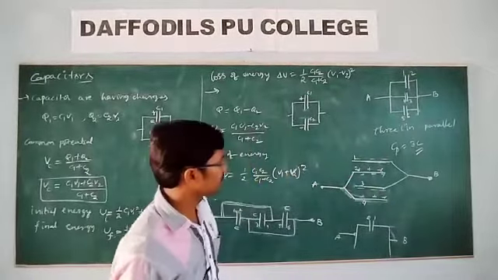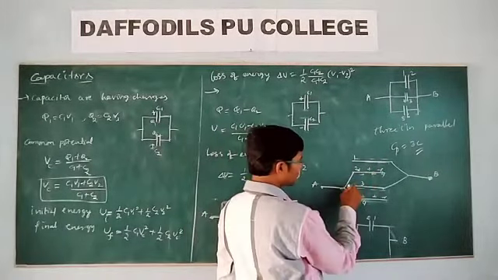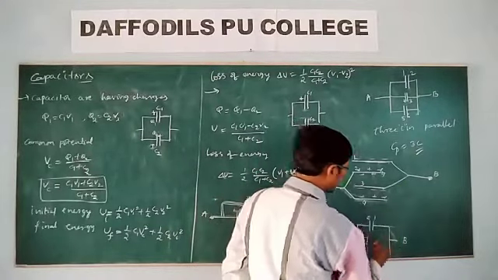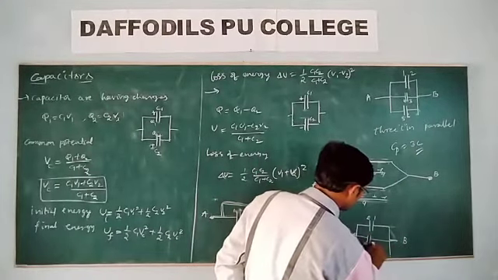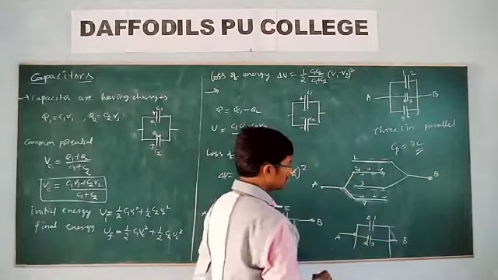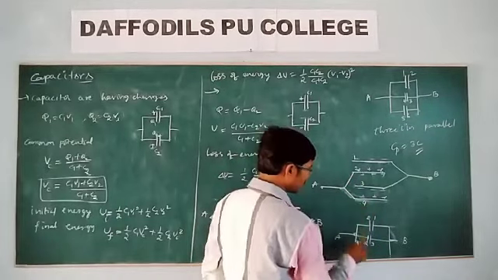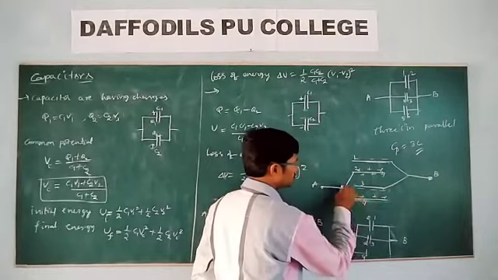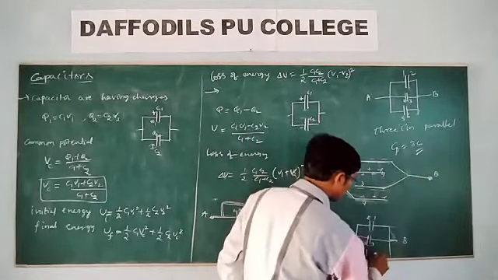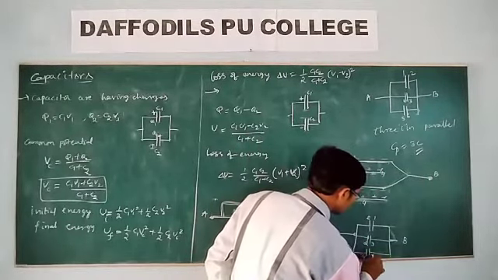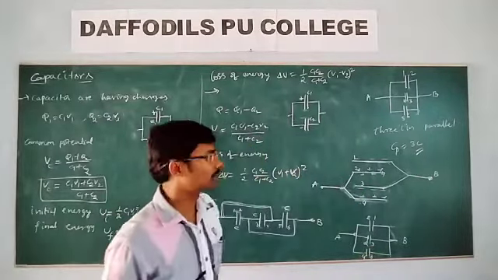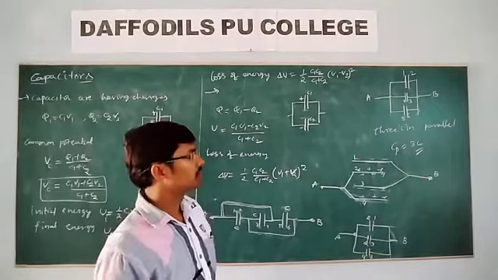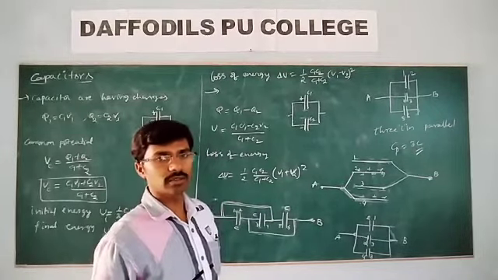Similarly, 2 is for A, and 3 is for B. But 4 is to A, the fourth plate is to A, whereas the third plate is to B. Then these three are in which combination? Parallel combination. Then the equivalent capacitance is what? 3 times the single capacitance.